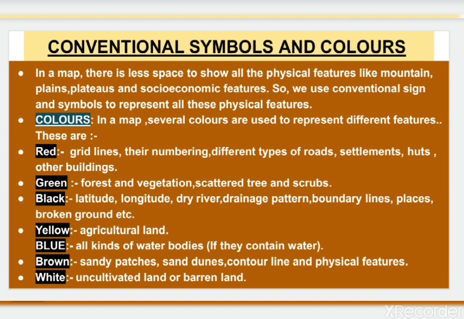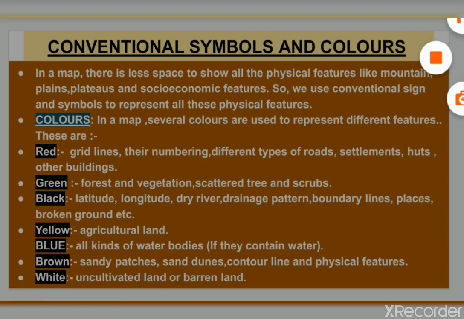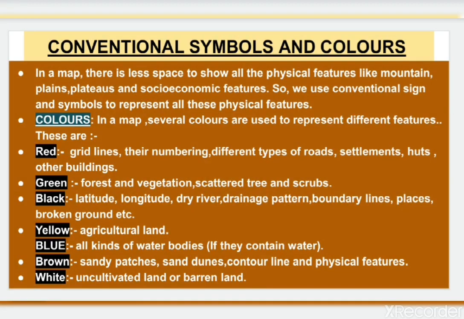Okay. So next topic is color. Now in a map several colors are used to represent different features. Now these are: first is red. So red color represents grid lines, numbering, different types of roads, settlements, huts and other buildings. Green color represents forest and vegetation, scattered tree and scrub. Then black color represents latitude, longitude, then dry river, drainage pattern, boundary lines, then places, broken ground, etc.